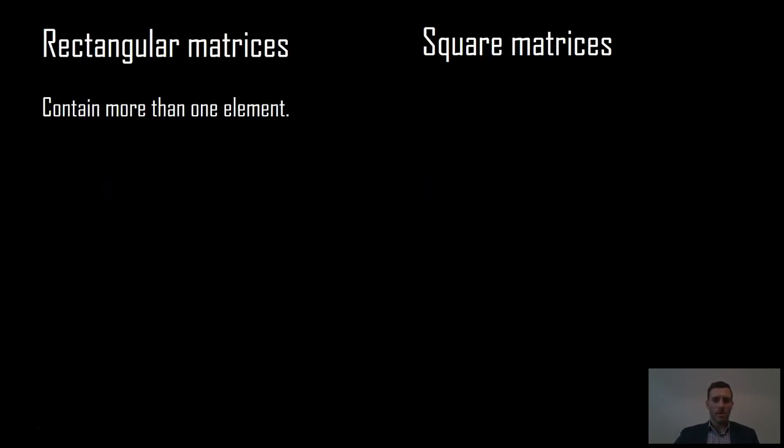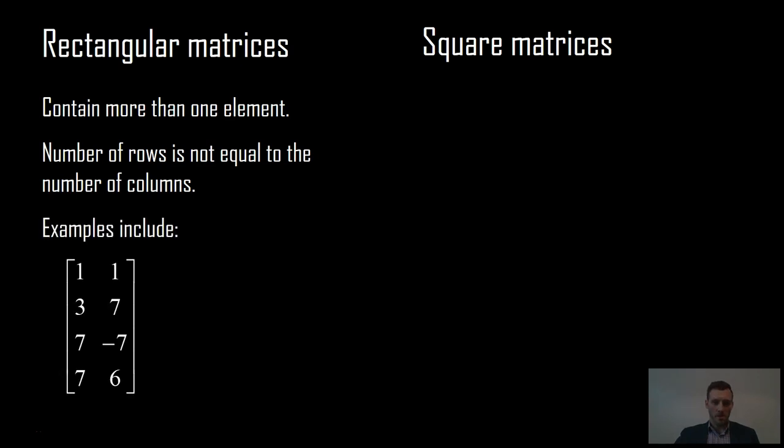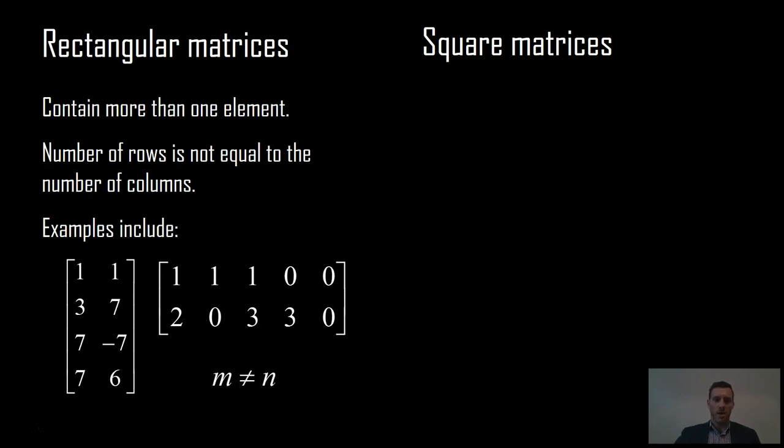Rectangular matrices contain more than one element, and the number of rows is not equal to the number of columns. M does not equal N. Examples include this 4 by 2 matrix and this 2 by 5 matrix. Notice that M, the number of rows, does not equal N, the number of columns.